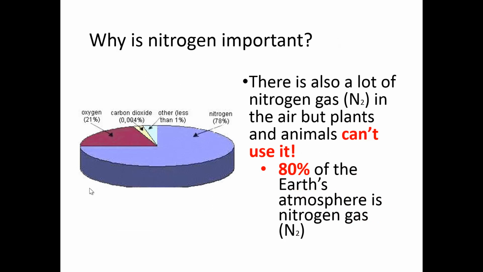There's a lot of nitrogen gas in the air. In fact, 80% of the air is made up of nitrogen. However, plants and animals can't use nitrogen in the gas form that it's in the air, which is the reason why the nitrogen cycle is in place.